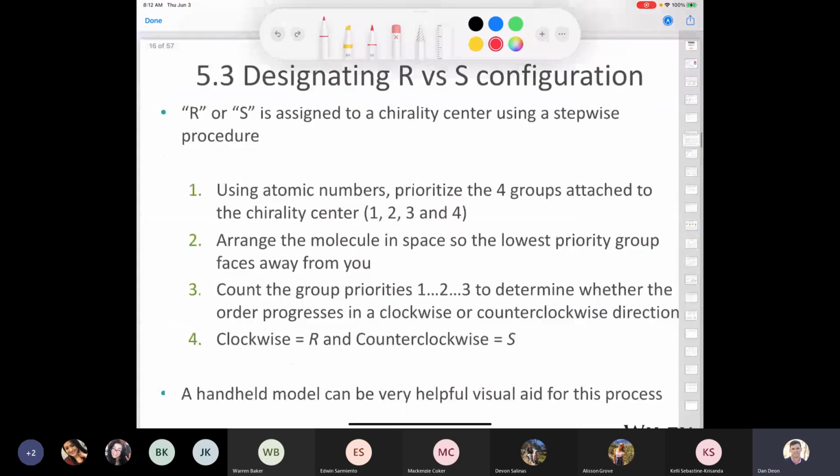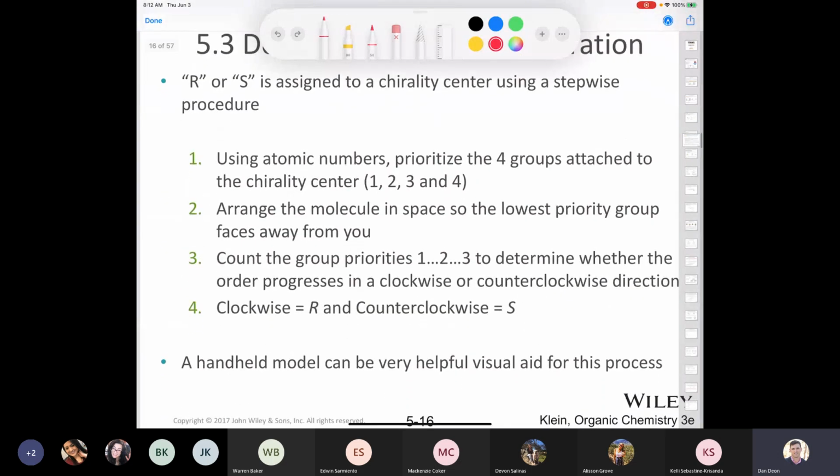Well, let's take a look at the rules. The first thing that we do is we use atomic numbers to prioritize the 4 groups that are attached to the chirality center. So we list them in order of priority based on their atomic number. Where do you get the atomic number from? You get it from the periodic table, right? I'm sure you have chunks, even if you don't know it, I'm pretty confident that most of you have chunks of the periodic table memorized. You know the second period, you know boron, carbon, nitrogen, oxygen, fluorine, right? Those are atoms that come up all the time. You know the halogens go down the group: fluorine, chlorine, bromine, and iodine. And so the higher the atomic number, the higher the priority of the atom.